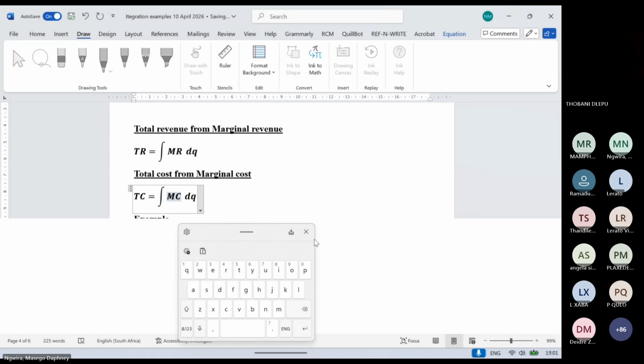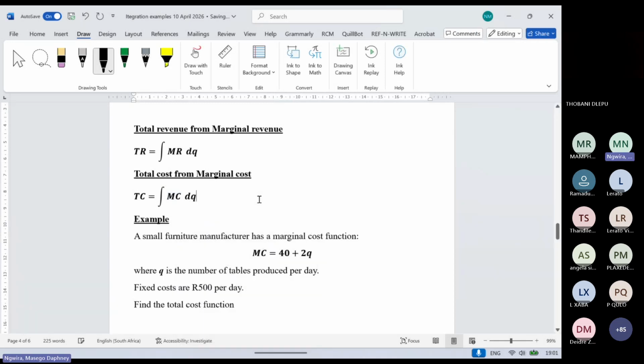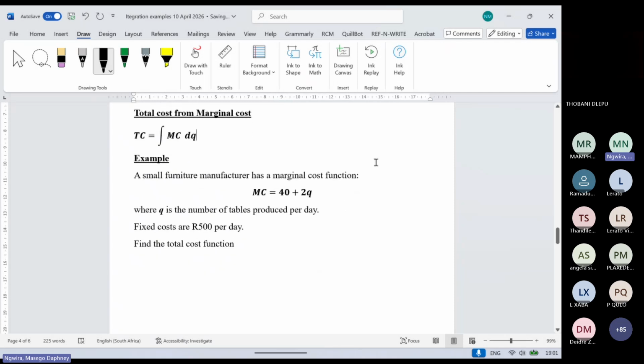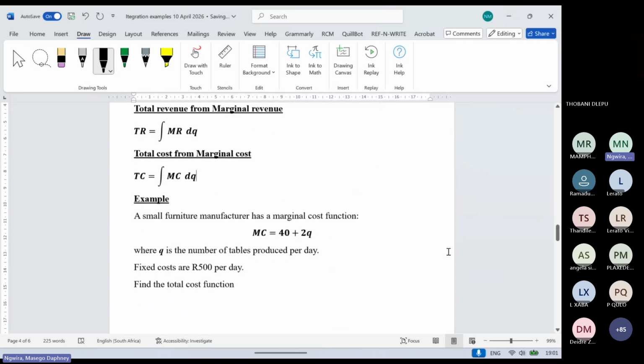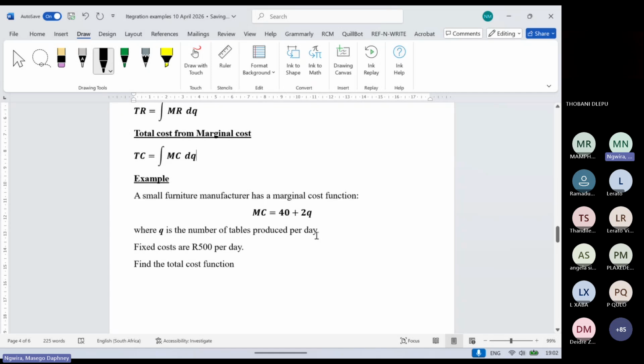All right. And then we have an example here. So remember, I'm just doing examples so that you can understand. I didn't take all the examples, but I just wanted you to understand your assignment again. So they're saying a small furniture manufacturer has a marginal cost function of this. It doesn't matter what your function looks like.